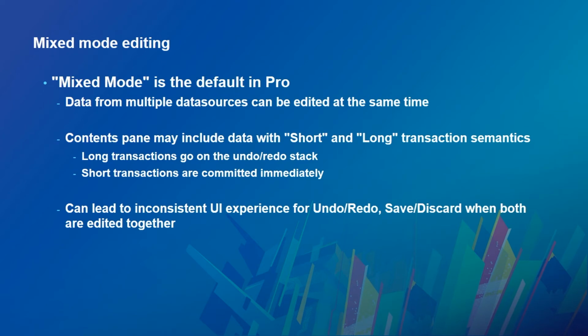So you want to be aware that the contents pane may have different data sets with different transaction modes and behavior. This can lead to unexpected user experiences where you're making edits on something that supports undo, you're making edits on something that doesn't support undo, and then when you try to undo and redo those edits, it's not always clear what your undo is going to apply to.